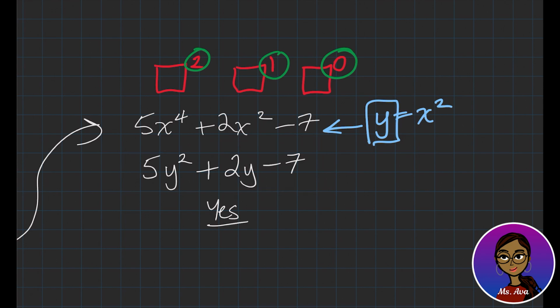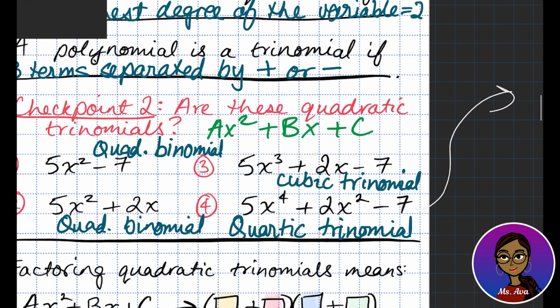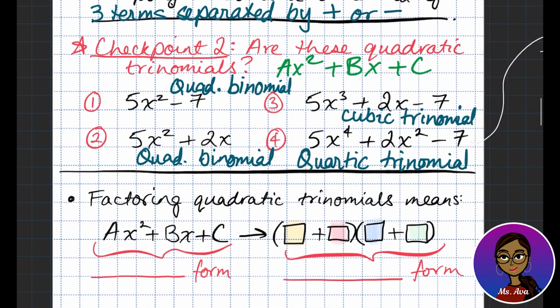As long as you have that same ratio of 2 to 1 to 0 with the degrees, then you can put it into a quadratic format and you can factor it as if it is a quadratic trinomial. So you could use the same method that we're going to do in this lesson.